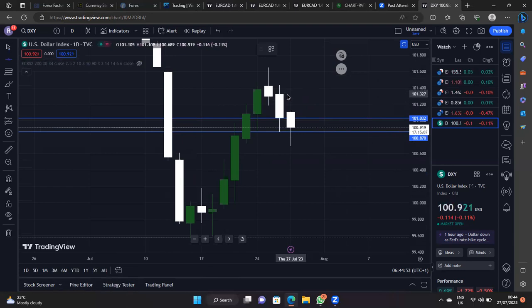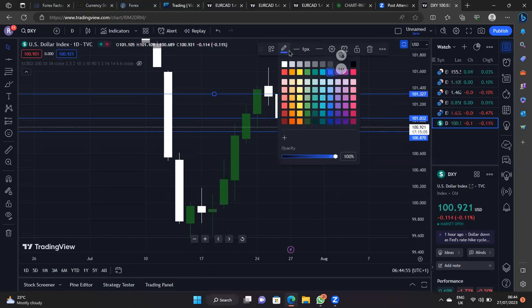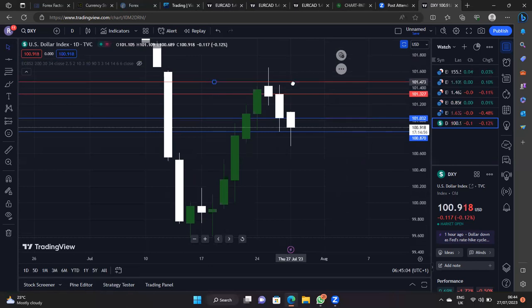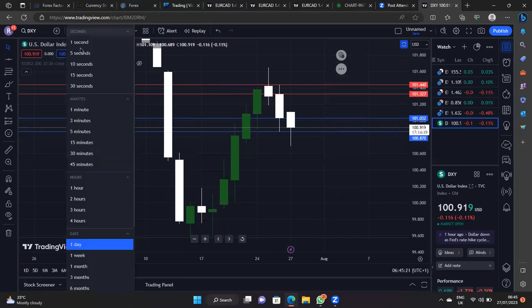I do the same thing for my resistance. The body, I make that red. And then the wick, I leave it at red. So this is for the daily chart. Okay, we've gotten the body and the wick for both the support and resistance for the previous candle. Take note.